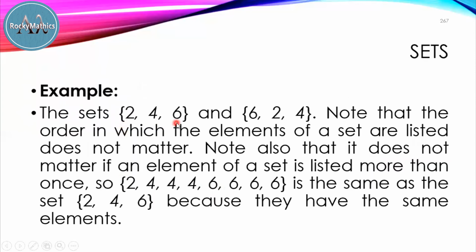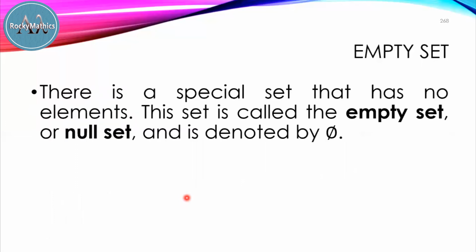For example, the set of 2, 4, and 6, and the set of 6, 2, and 4. These are equal sets because they have the same elements, though the order doesn't matter. So note that the order in which the elements of a set are listed does not matter. Note also that it does not matter if an element of a set is listed more than once. So if the set looks like this, 2, 4, 4, 4, 6, 6, 6, 6, it is the same as 2, 4, and 6 because they have the same elements. Okay? It's very clear.